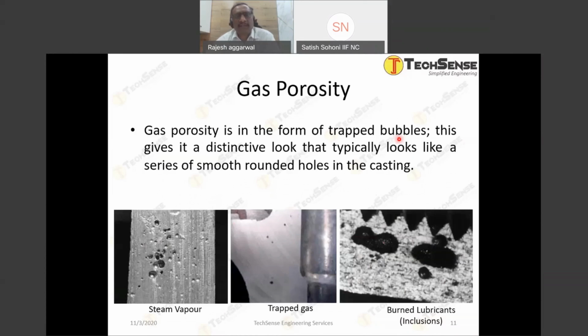Gas porosity is in the form of trapped bubbles, and it gives a distinctive look that typically looks like a series of smooth rounded holes. You can see a smooth shining surface, right? Even inside the hole, you will see a shining surface. That shining surface is mainly because of the gas, the vapor, right? There are basically three types of gas porosity: steam, vapor, trapped gas, or burnt lubricants or inclusions.